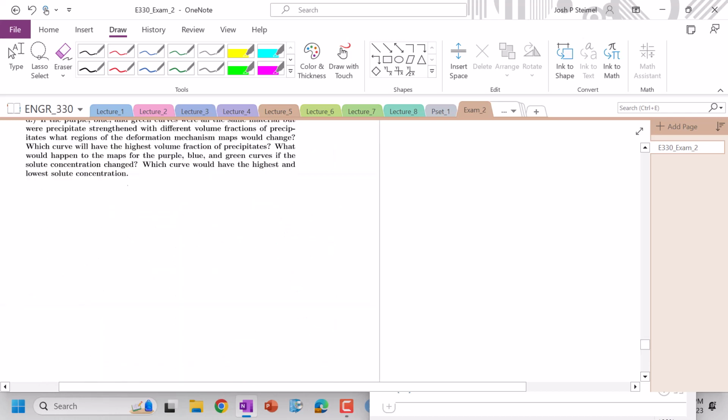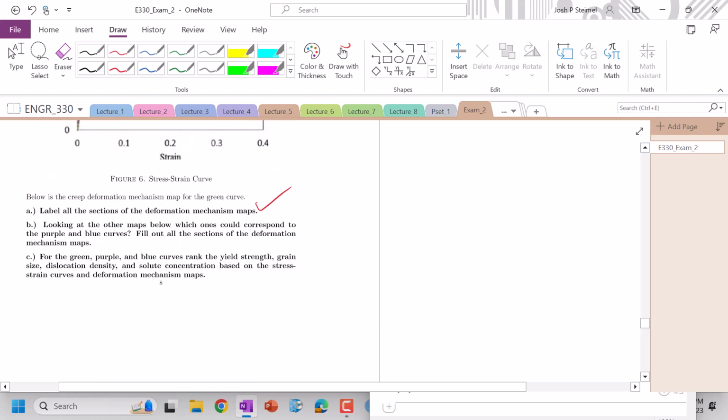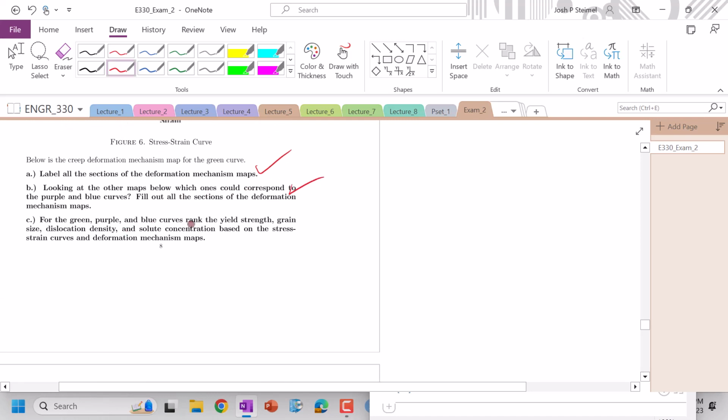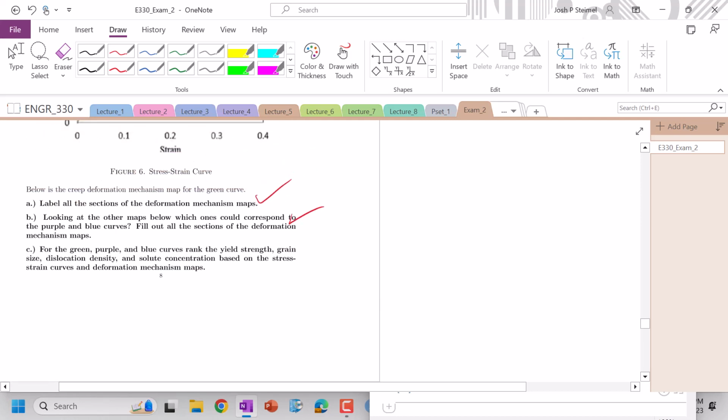Excellent. So, I think we labeled those all well and correctly. Boom, fill out the sections, deformation mechanism map. For the green, purple, and blue curves, rank the yield strength, grain size, dislocation density, solute concentration based on the stress strain curves and deformation mechanism maps.